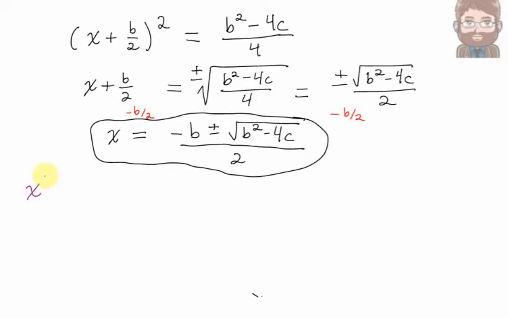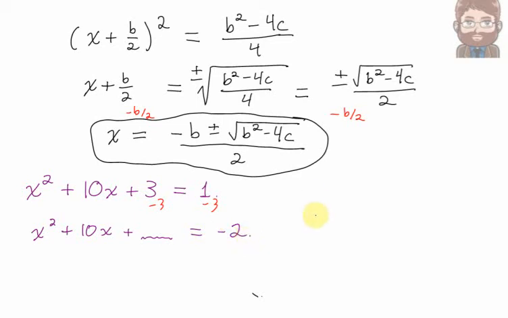x squared plus maybe 10x plus 3 equals 1. Well, we'd like to make the left-hand side into a perfect square. Let's take that 3 and move it over. What we're going to be left with is x squared plus 10x plus something to make it a perfect square equals negative 2. Now what does that something have to be?